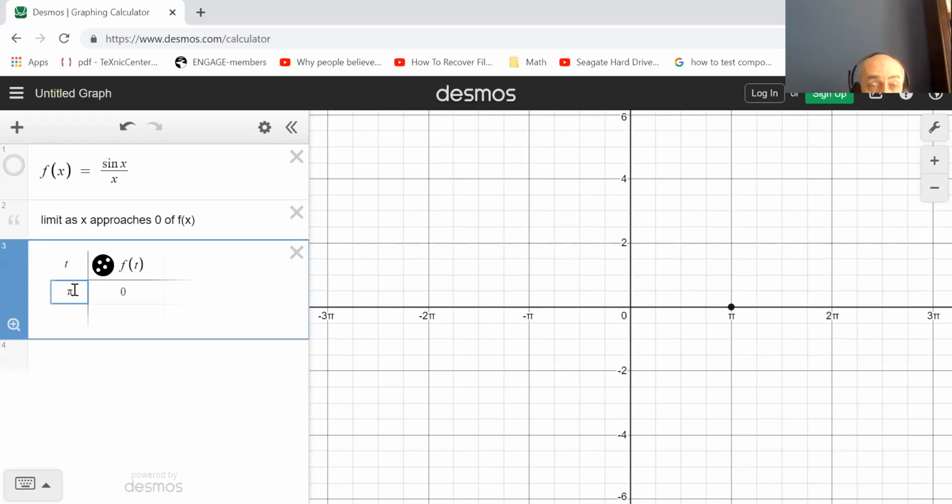And it says here that the value of my function is 0 at pi. Let's see if that's the case. Yeah, it is the case because look, folks, here sine of pi is 0 and pi at the denominator is pi, so it's 0 divided by pi, and that's going to end up being 0.